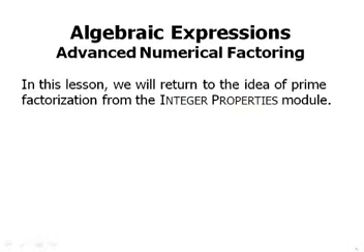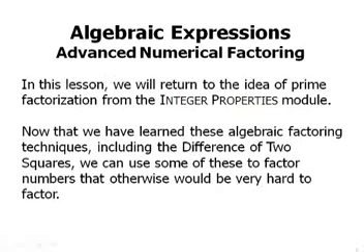Once we have the prime factorization, we can find all the other factors, we can find the number of factors, we can do any one of a number of things if we have the prime factorization of a number. Well, it turns out, now that we have learned these algebraic factoring techniques, and especially the difference of two squares, we can use some of these to factor numbers that otherwise would be very hard to factor.